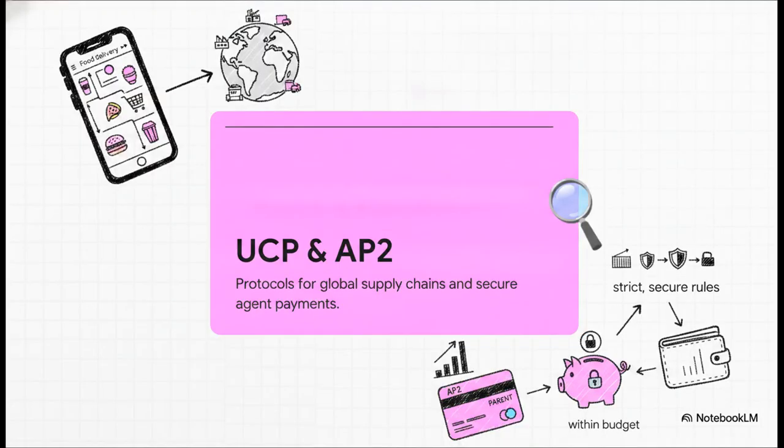Okay, but what happens when your agent actually needs to buy something in the real world? That's where UCP and AP2 come in. The Universal Commerce Protocol connects agents to real-world global supply chains. It's basically like the ultimate food delivery app for modern trading workflows. But obviously, they can't just spend freely. Nobody wants their AI accidentally buying a yacht, right? So they use the Agent Payments Protocol, which acts like a parent's credit card. It applies incredibly strict, secure rules for autonomous agent payments to keep everything perfectly on budget in your daily workflows.